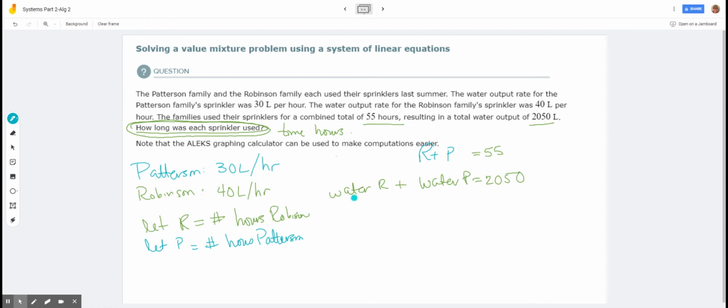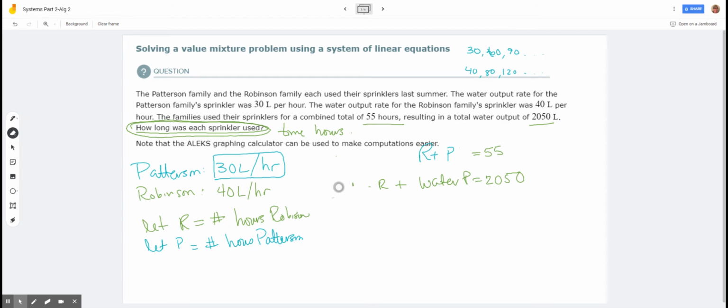Well, how do we get the water from the Robinsons and the water from the Pattersons? Robinsons was 40 liters per hour. That means for 1 hour, it'd be like, every hour, 30, 60, 90. It's going to go up by 30. And the other one is going to go 40, 80, 120. So the idea is that for every hour, we're going to go up a certain amount. So it's a multiplication.